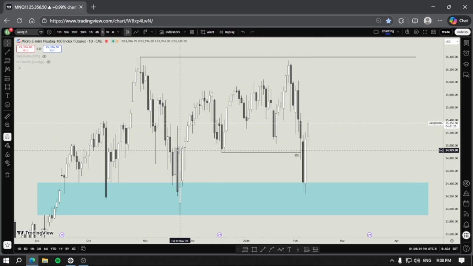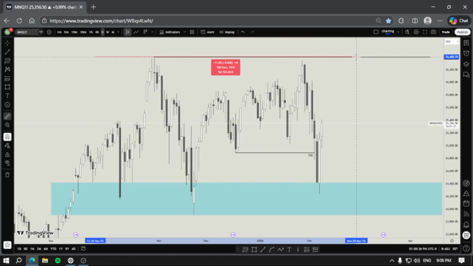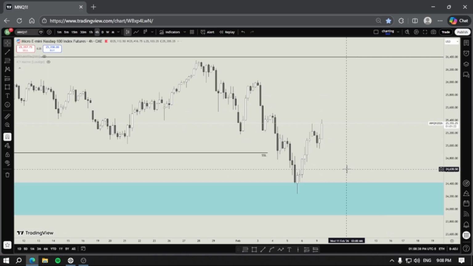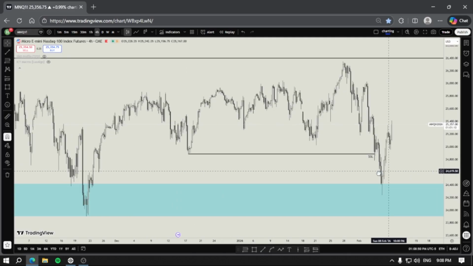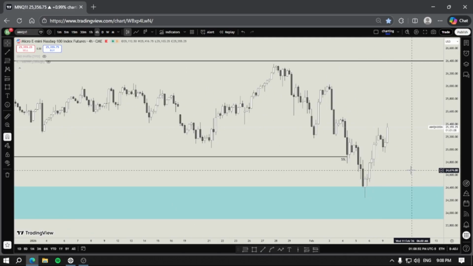Right now we just swept sell side and we have equal highs. Let's go down to 4 hour. On 4 hour, let's fix them. I let them get fixed, so I fix them generally. On NQ, actually not on ES, on NQ.